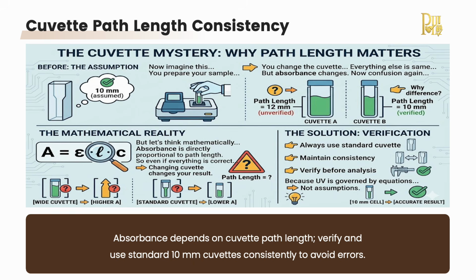Now look at one small detail. Did you change the cuvette? And if yes, did you check the path length? Because in UV, absorbance is directly proportional to the path length, which means even if everything else is perfect, a change in path length will change your result.